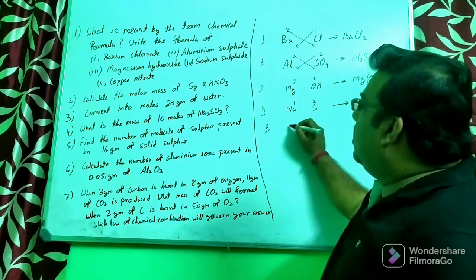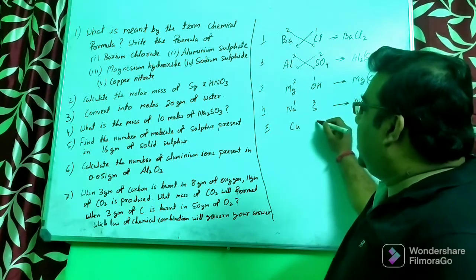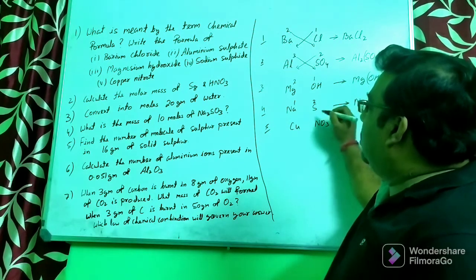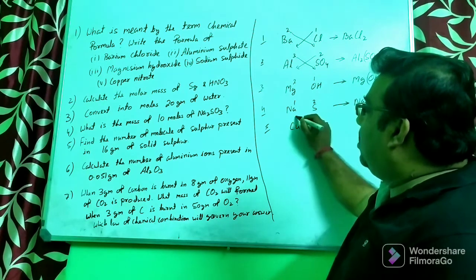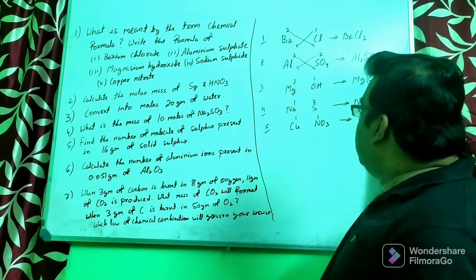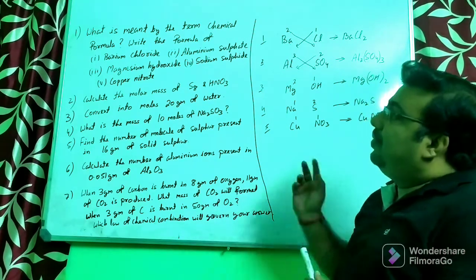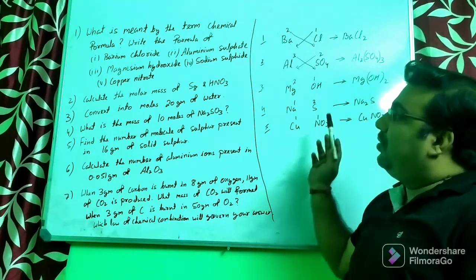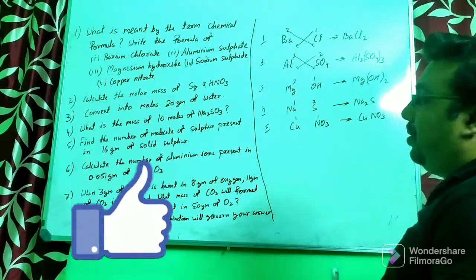And the last one, copper nitrate. Copper plus nitrate, that is NO3. Nitrate has a valency of 1 and copper here also has 1. So that will be CuNO3, that is the copper nitrate. So these are the 5 compounds whose formulas you have to write. That is the formula for the 5 compounds.